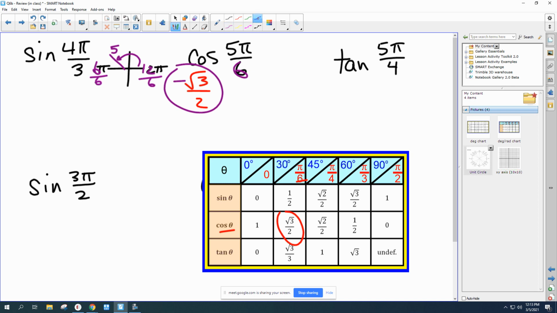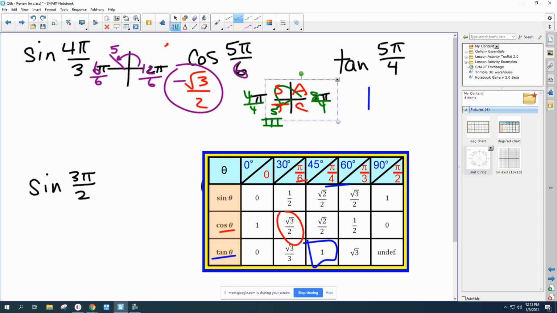Tangent, 5 pi over 4. So you're looking at tangent, you're looking at pi over 4, we're looking at this 1, unless it's negative. So we go, same thing, pi and 2 pi. Denominator 4, so 4 pi over 4, and 8 pi over 4. 5 is right past 4. We are in the third quadrant, and you should know about tangent in the third quadrant. All Students Take Calculus. If you learn that saying, the T for Take also stands for tangent. That's telling you that tangent is positive in that third quadrant.